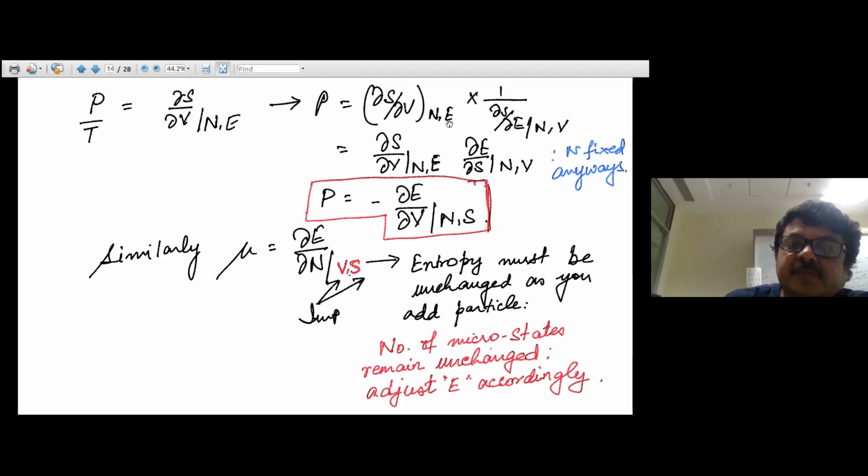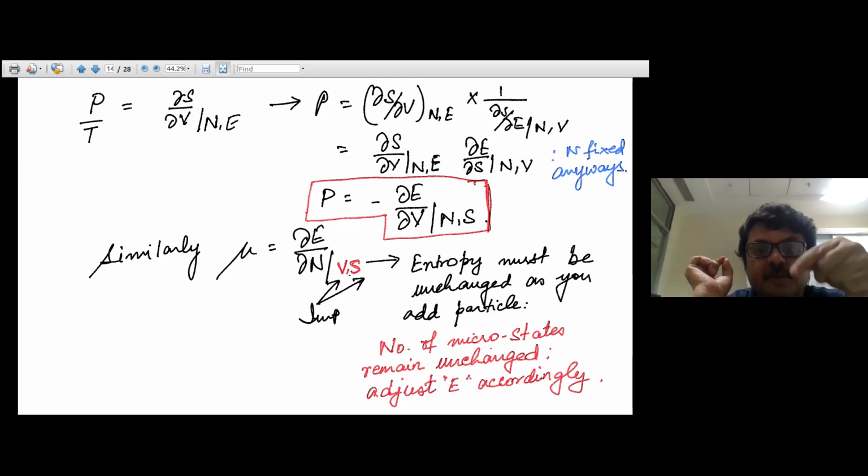And similarly, using a very similar chain rule, one can get that mu equal to del E del N at constant V and constant S. So what does this chemical potential mean? How does energy change as you change the number of particles? But that has to be done at constant V and S, and that's extremely important. So basically, you can think that you have a box if you are thinking computationally or modeling wise. So you add a particle. Chemical potential is a measure of how much the energy changes as you add one more particle.